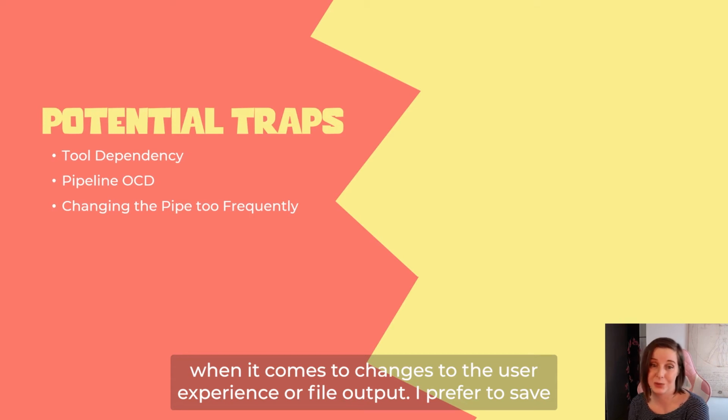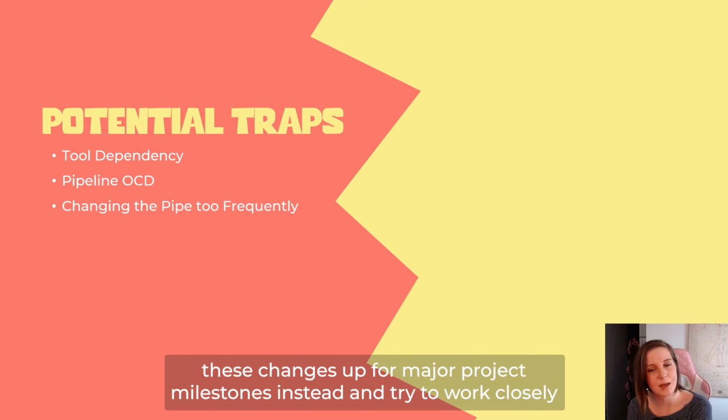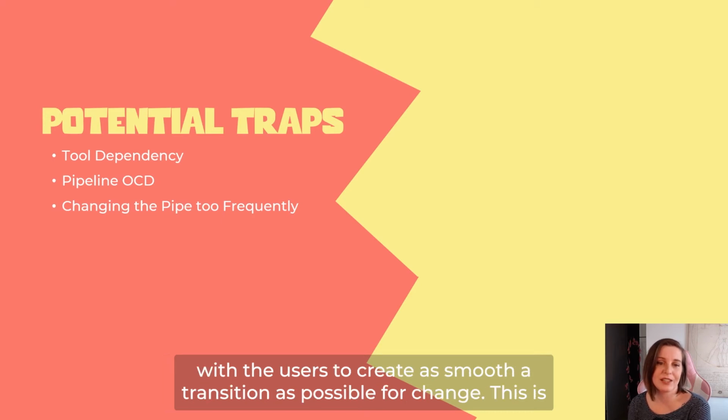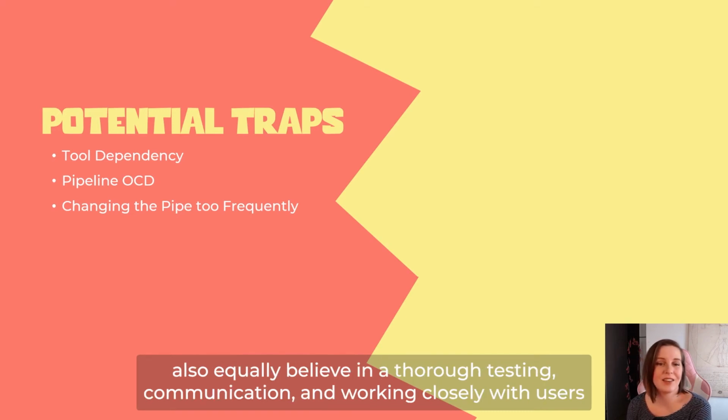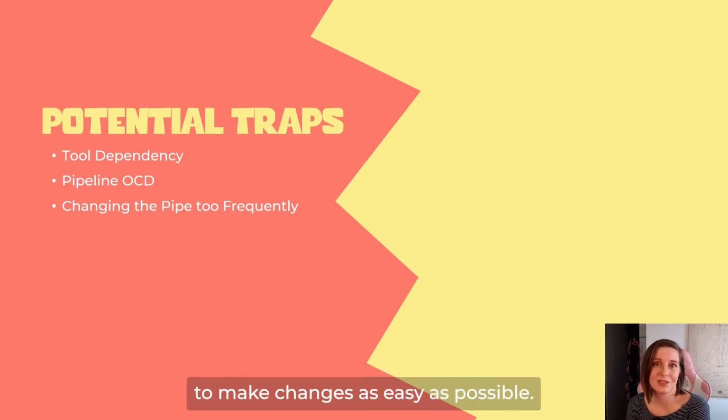I do prefer to err on the side of caution when it comes to changes to the user experience or file output. I prefer to save these changes up for major project milestones instead and try to work closely with the users to create as smooth a transition as possible for change. This is not to say that tools shouldn't be agile. I very strongly think they should be, but I also equally believe in thorough testing, communication, and working closely with users to make changes as easy as possible.